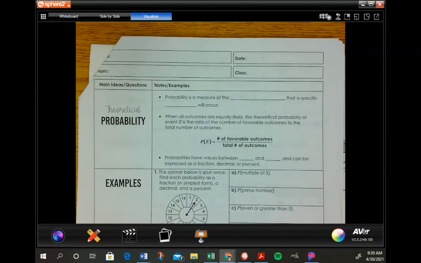Folks, it's me, Miss Rogers, and we're going to start talking about some more probability. Today we're going to talk about theoretical probability.